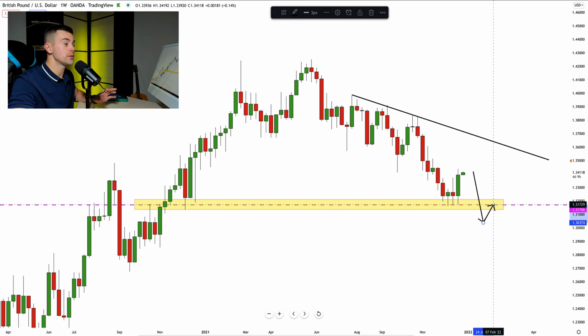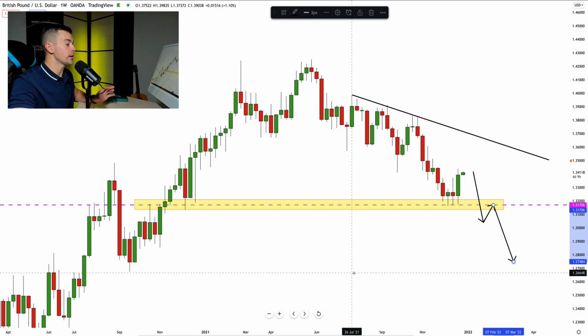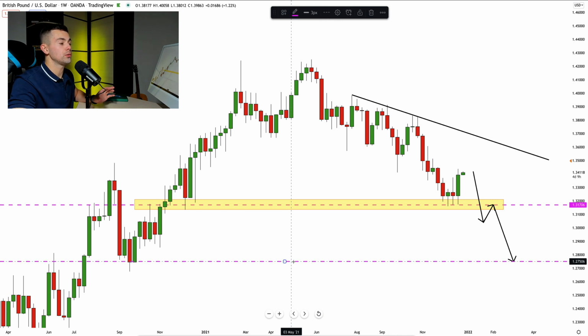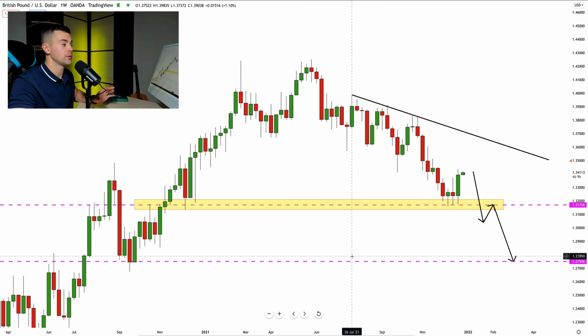And then on the retest, I will look for shorting opportunities from here, expecting a strong bearish continuation. In case of a breakout, I will expect a bearish movement all the way down to 1.275 level. It will be the closest strong structure support.